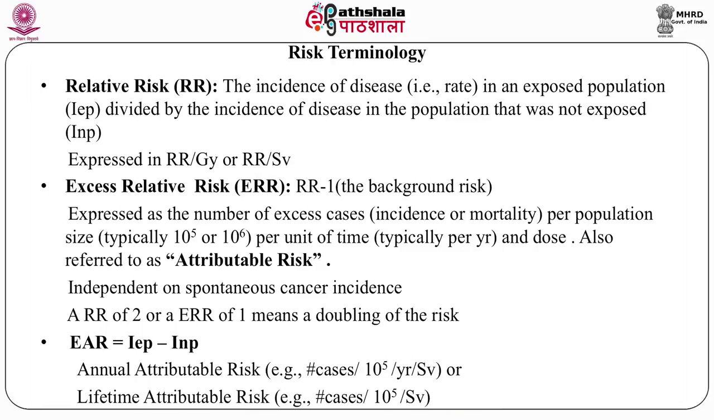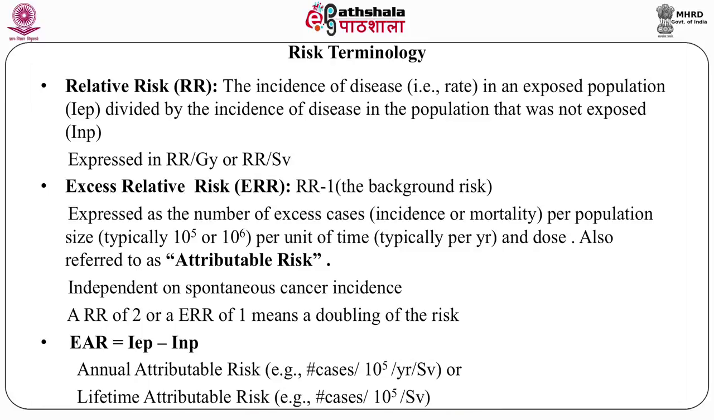This is expressed as the number of excess cases. That means cases could be just incidence or mortality per population size. And what is the population size generally taken? 10^5 to 10^6. That means 1 lakh to 10 lakh, that is about a million people, per unit of time. And what is the time taken? Typically per year. And per unit dose, as I told you, gray or sievert. Also, excess relative risk is also referred to as attributable risk.